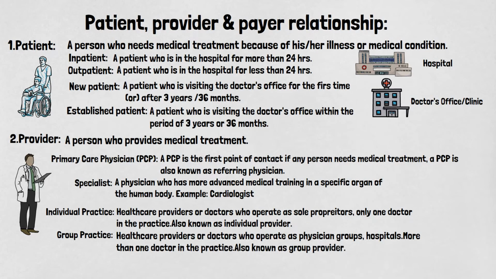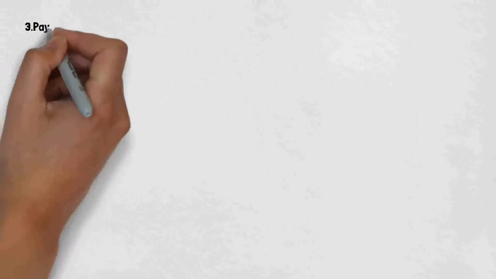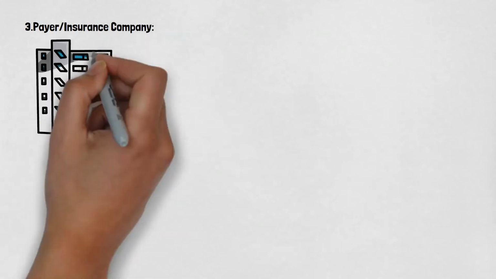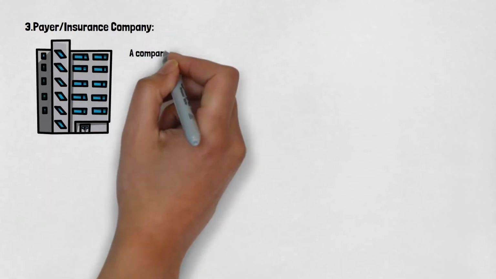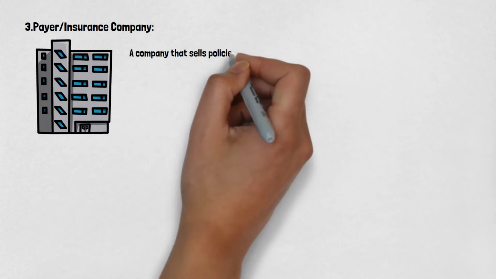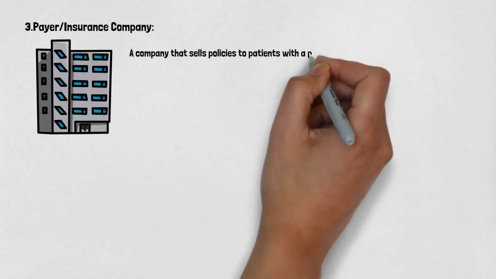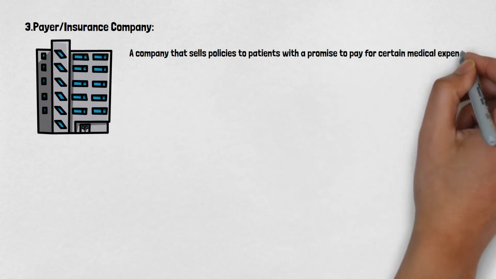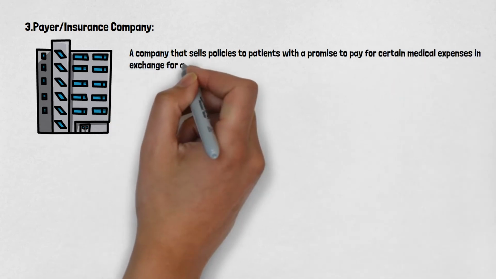Now there are two types of insurances. The first one is federal insurance. These are government sponsored programs designed to provide medical coverage. These programs are usually not for profit and are funded primarily through taxes.